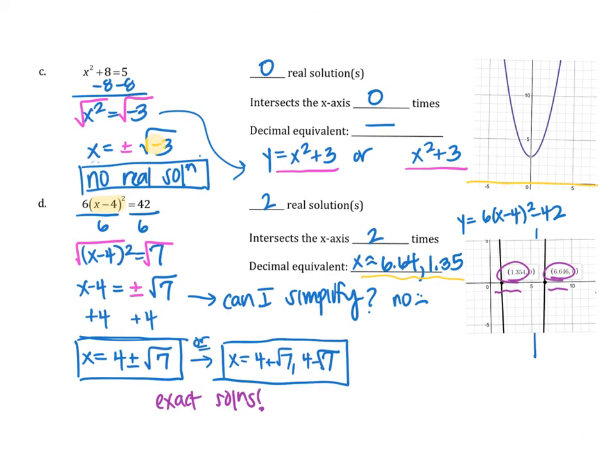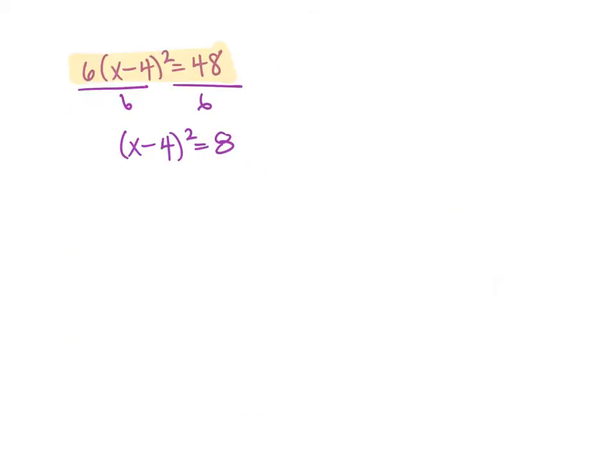Notice it equaled 42, but I was thinking, the problem we did before, what happens if it equaled 48? So I rewrote that problem and changed it to equal 48. I divided both sides by 6 to get inverse operations, and I was left with x minus 4 squared equals 8. From here, our inverse operations are the same, but I want to point out a difference in our solutions. When I take the square root, I'm going to get a plus or minus square root of 8 and x minus 4.